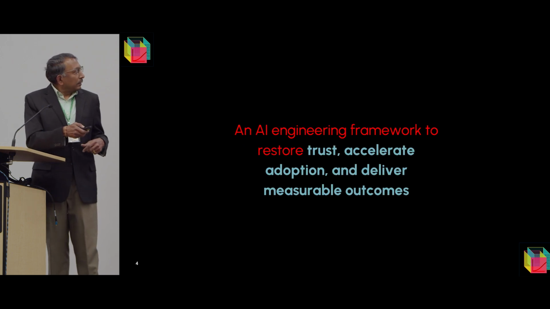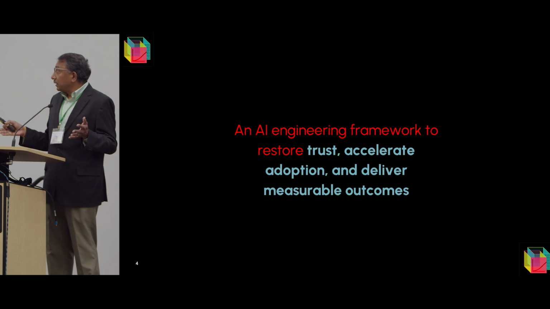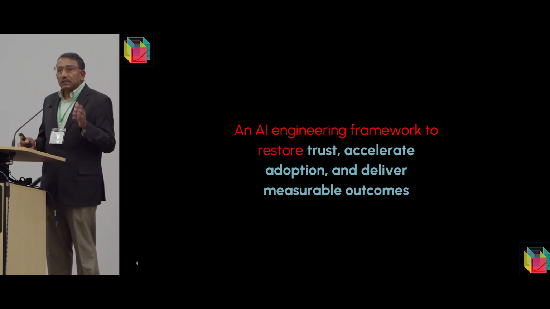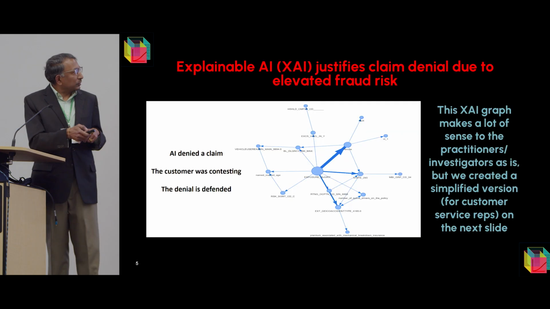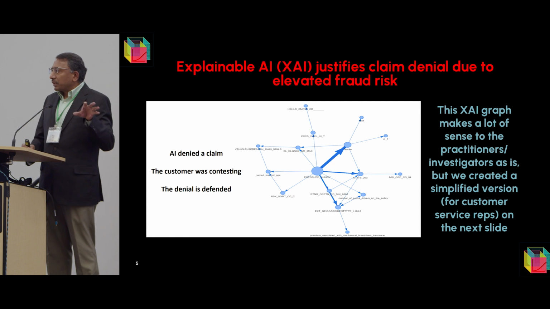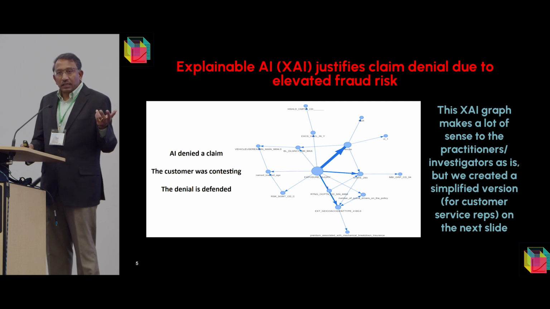And what we need, we believe, is an engineering framework that restores the trust, which would accelerate the adoption and result in desirable outcomes. So how would an explainable AI look like? So this is an insurance company. Their AI system denied a claim, and the customer was contesting. And fortunately, they had our explainable AI system deployed, and they could defend the denial.